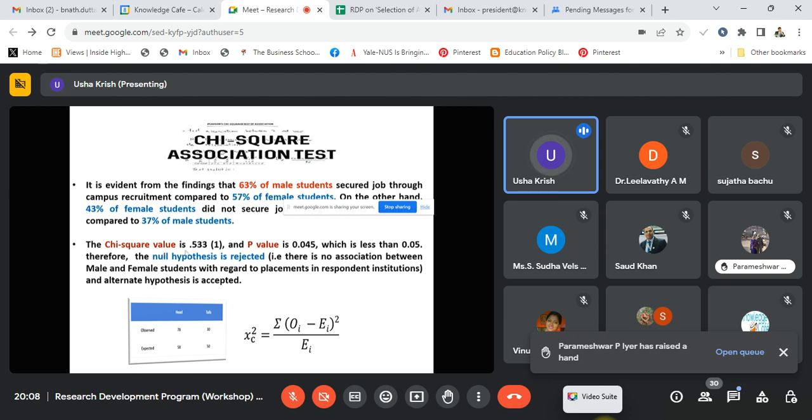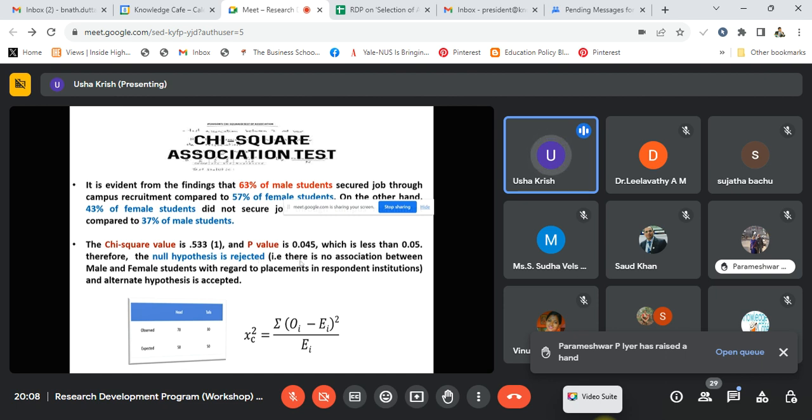The chi-square value is 0.533. One is the degrees of freedom. The p-value is 0.045, which is less than 0.05. Therefore, the null hypothesis is rejected.